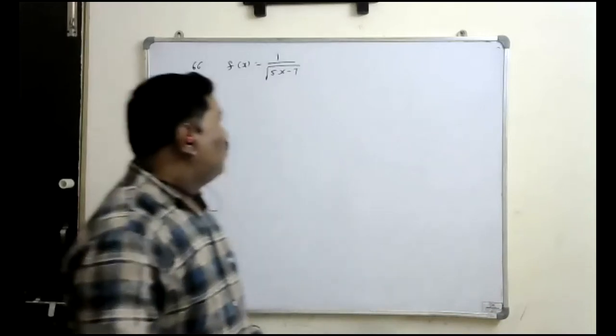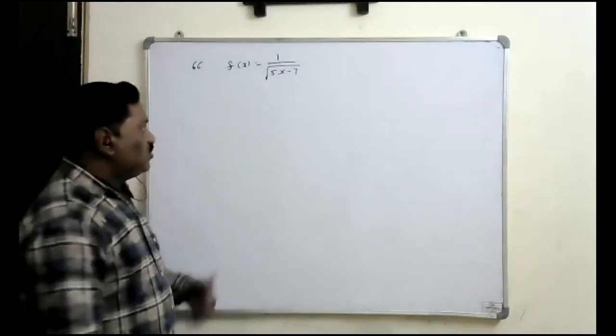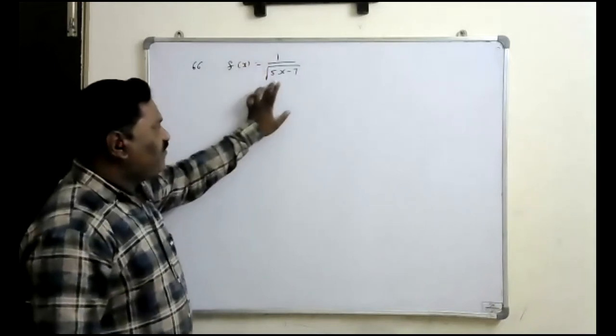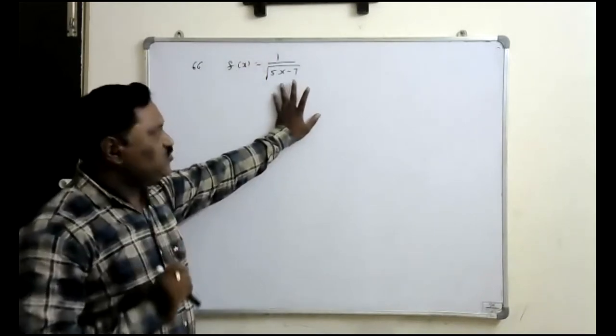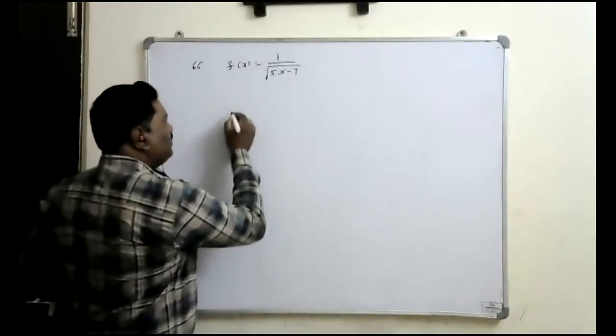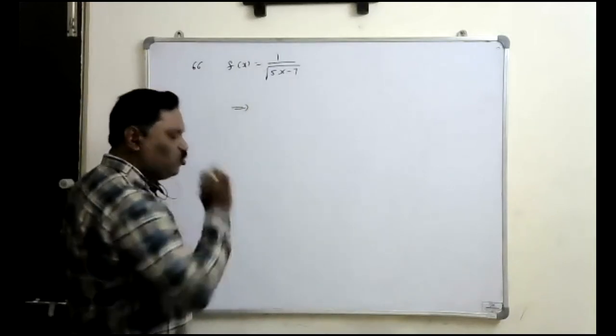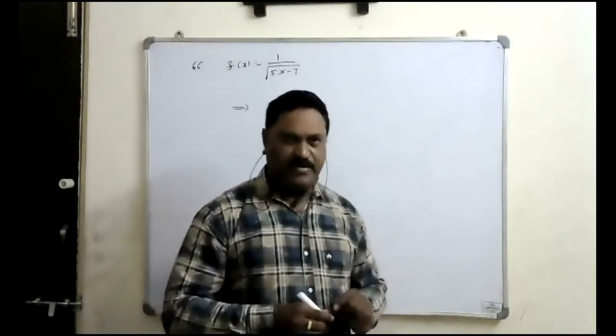Look at this. 1 upon under root 5x minus 7, right? So it is 1 by root f of x format. इसका condition क्या है? For what values of this function it is going to define? पहले it is a square root. Means root के अंदर हमको कभी भी नेगेटिव वैल्यू नहीं, जीरो या पॉजिटिव वैल्यू लेना पड़ेगा, राइट?